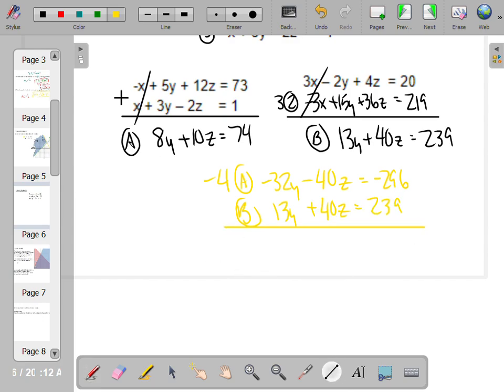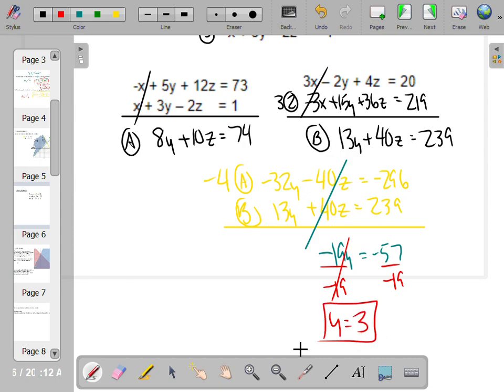Now I can add these two equations together. Z's cancel out. -32 and +13 make -19y, and on the right side, 239 minus 296 is -57. I can solve for y. If I divide both sides by -19, -57 divided by -19 is +3. Y is 3. Let the games begin.